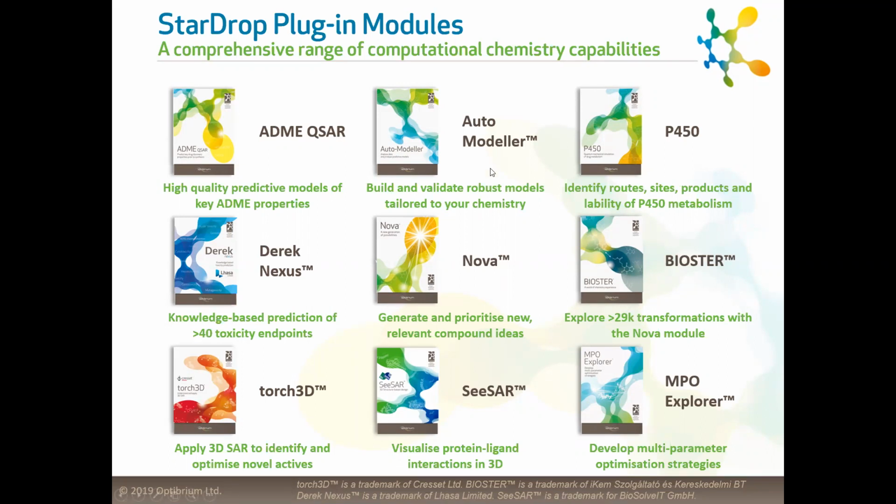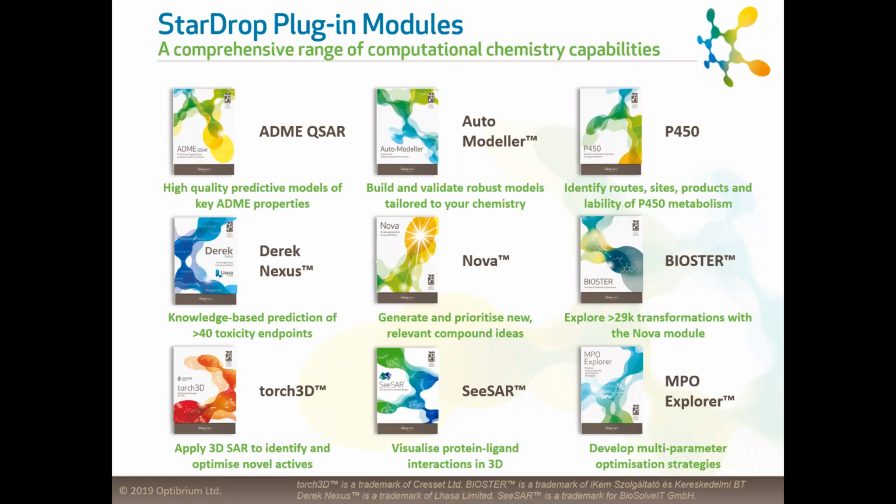So StarDrop's AutoModeler module enables you to open a dataset in StarDrop, feed it into the AutoModeler, and from that build and validate robust models which are tailored to your chemistry and to your properties. They use all the different modeling techniques that we ourselves use. They've got our set of descriptors to which you can add your own. As Bailey mentioned, they will produce glowing molecule output from the models that you build.